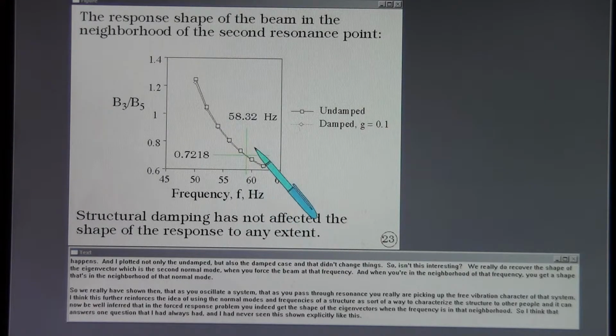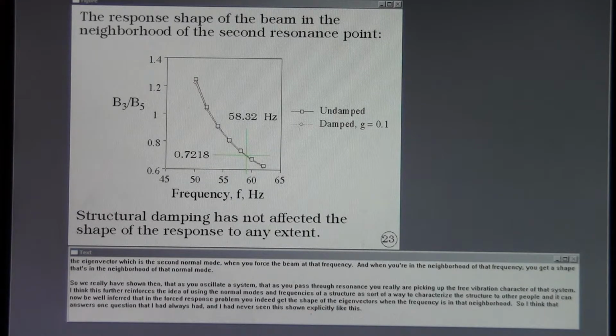And when you're in the neighborhood of that frequency, you get a shape that's in the neighborhood of that normal mode. So we really have shown then that as you oscillate a system, as you pass through resonance, you really are picking up the free vibration character of that system. I think this further reinforces the idea of using the normal modes and frequencies of a structure as a way to characterize the structure to other people.